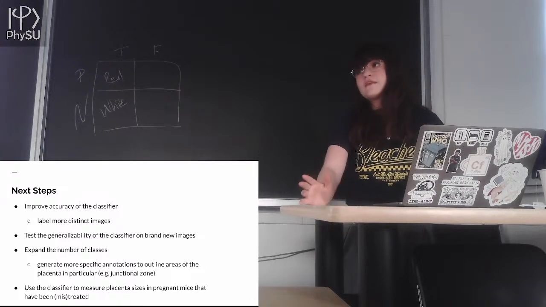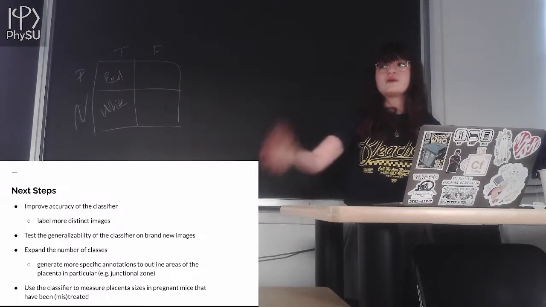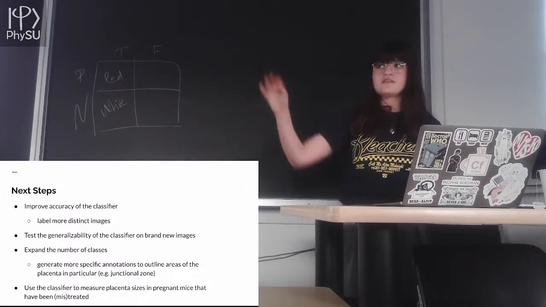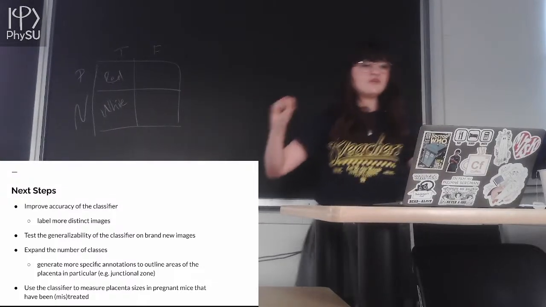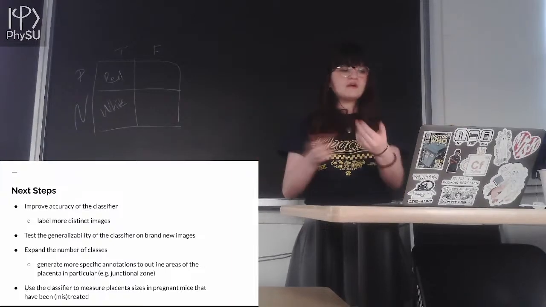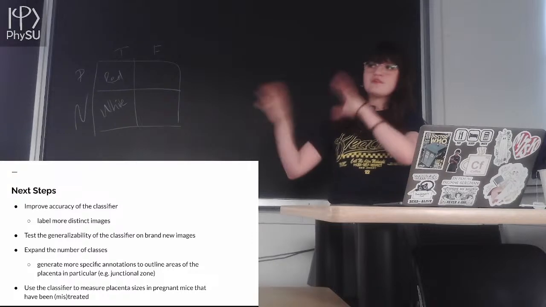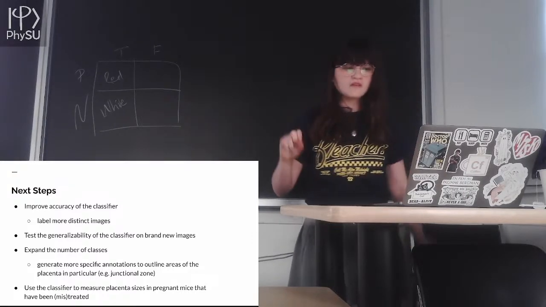You can also expand the number of classes. What I ended up doing was saying, is this a placenta or is it not? Is this connected or is it not? But you can generate more specific annotations to outline particular regions of the placenta that do different things, that send different nutrients to the fetus.